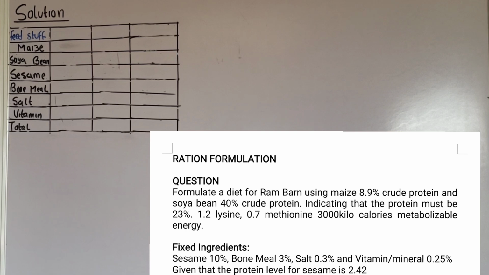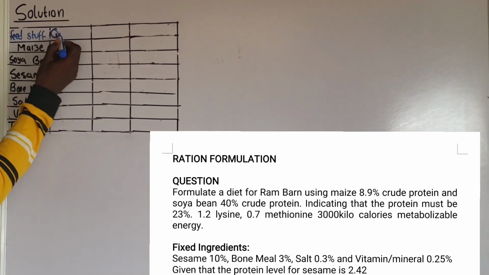Okay? Now, you see, on this table, I'm going to have quantity, because in the question, we are given the quantity of the respective feedstuff. So for this, I'm going to have quantity.